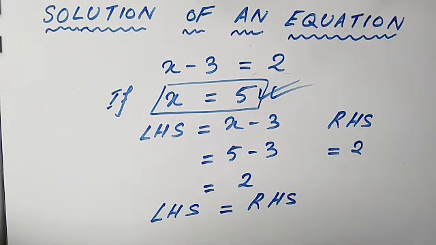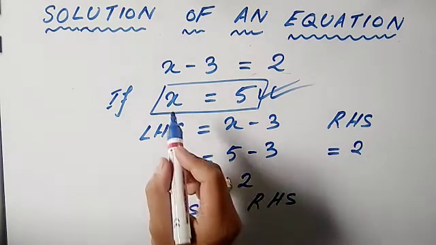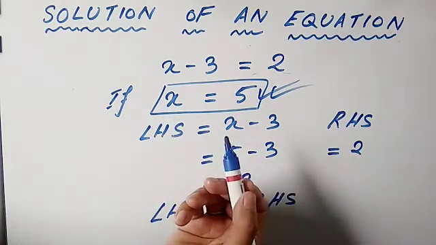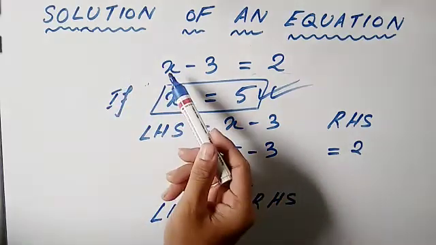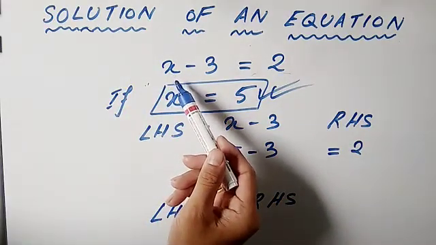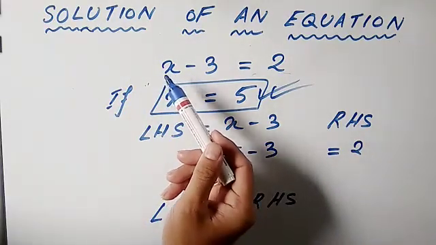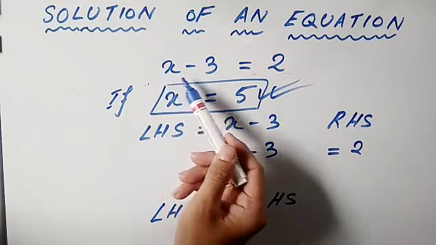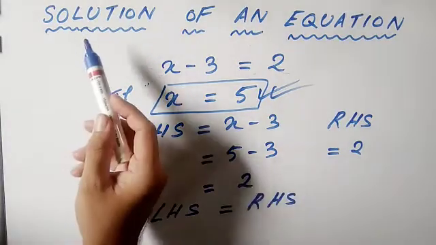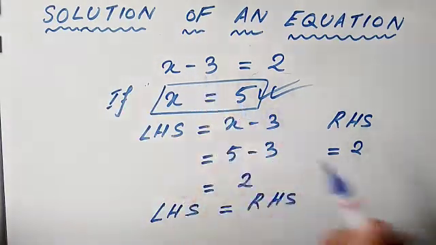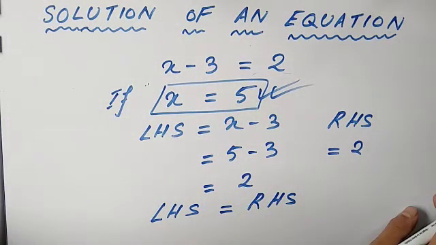Understood, students? So that is what we mean by the solution of an equation. We just simply have to find the value of the variable. It may be any variable. Here, in the given equation, the variable is x, right? So we have to find the value of this variable x that satisfies the given equation. And that value will be called the solution of the given equation. Understood, students?